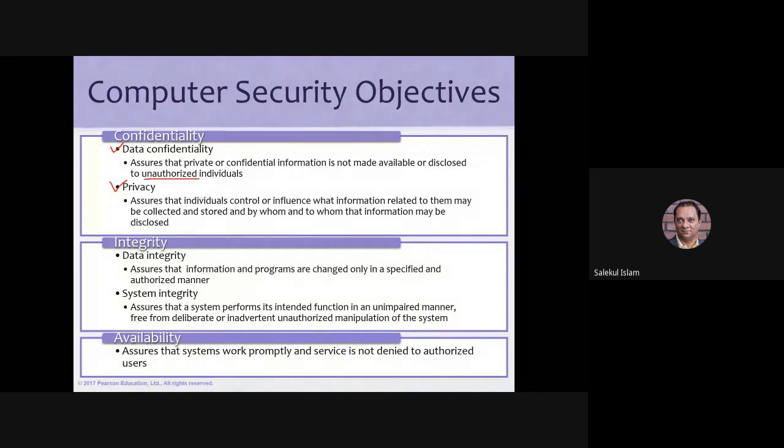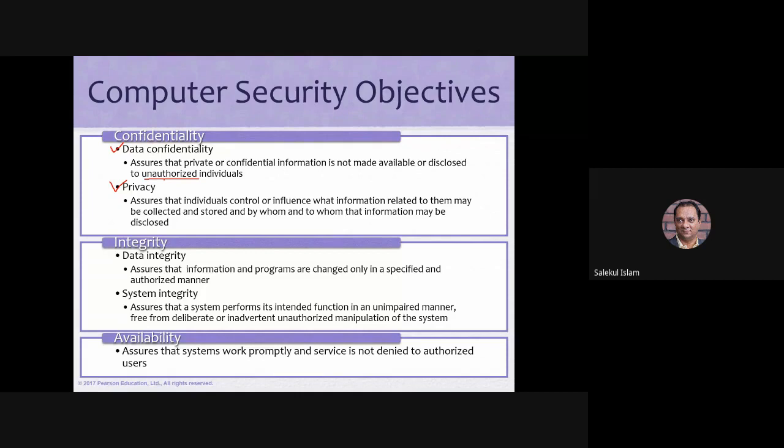Outside that list, no one will be able to access that information. Only then we will say, okay, we are maintaining data confidentiality. So you can assume that there is a list of authorized individuals, and they will be able to access the information, even the confidential information. So that is the definition of confidentiality.